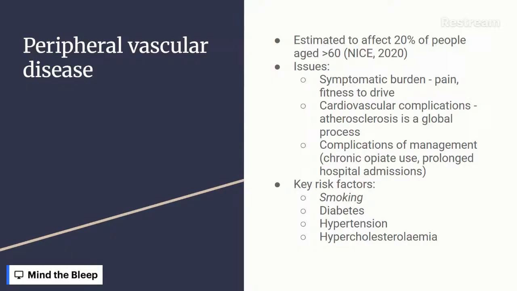The key risk factors to know, and this is really important for exams, both OSCEs and written exams: smoking. So always ask about smoking, diabetes, hypertension, and hypercholesterolemia. So the common bunch of risk factors for cardiovascular disease, but in particular smoking, and that's obviously the most modifiable in the sense that it's something that we can try and tackle, but it is obviously also really difficult for the patient.